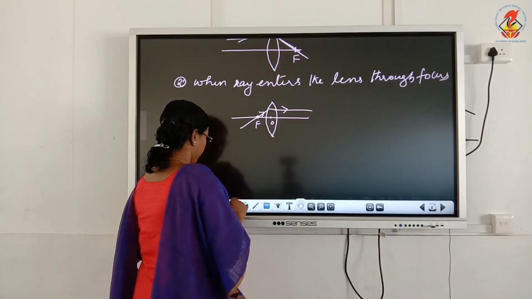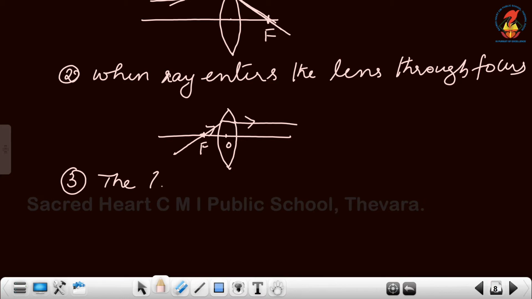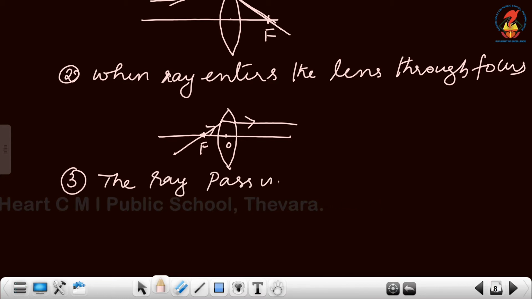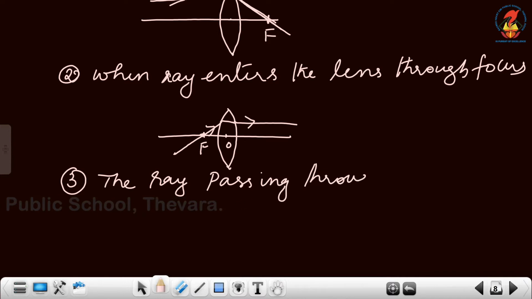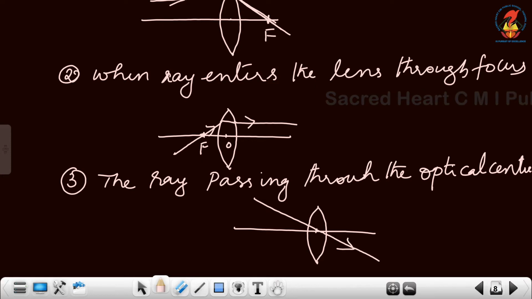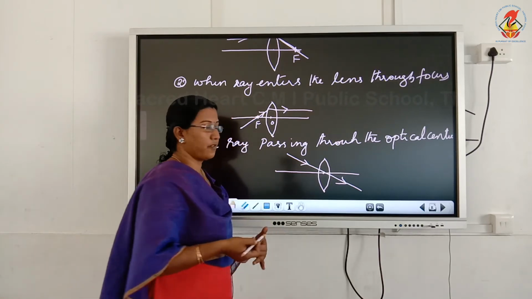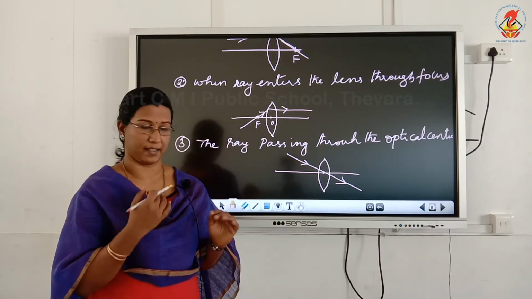And the third point, the ray which passes through the optic center, the optical center. If a ray enters through the optical center, then what happens? After refraction also, without deviation in its path, it will continue the same path. So the ray which enters the lens through the optical center, after refraction remains undeviated in its path.